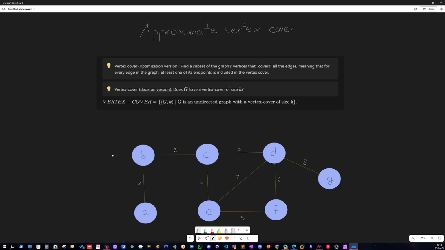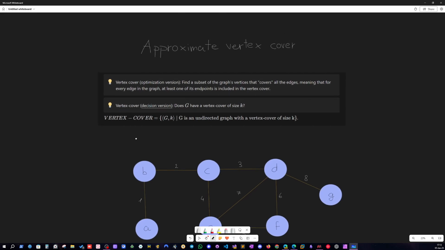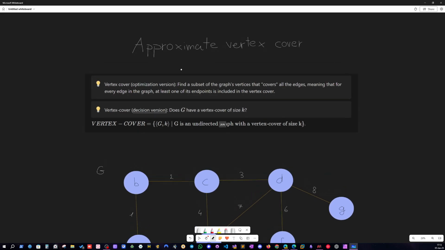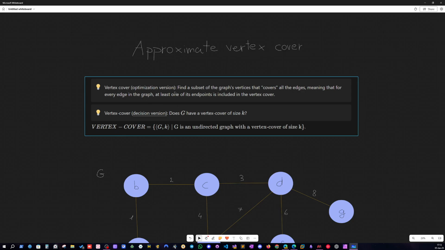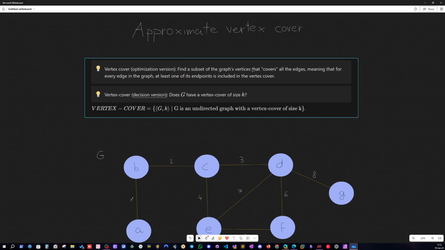We will see in detail what this means, but first let's see what the vertex cover problem is in a graph, and then we will try to apply the two-approx algorithm on this graph. Let's call it G. So the vertex cover in its optimization version says the following. Find a subset of the graph's vertices. The vertices are A, B, C, D, E, F, and G. So find a subset of the graph's vertices that covers all the edges, meaning that for every edge in the graph, at least one of its endpoints is included in the vertex cover.